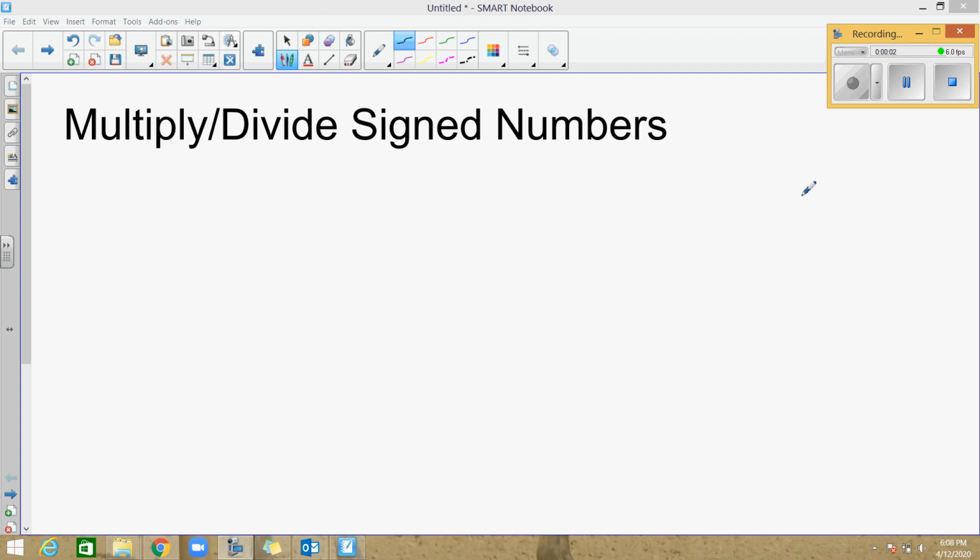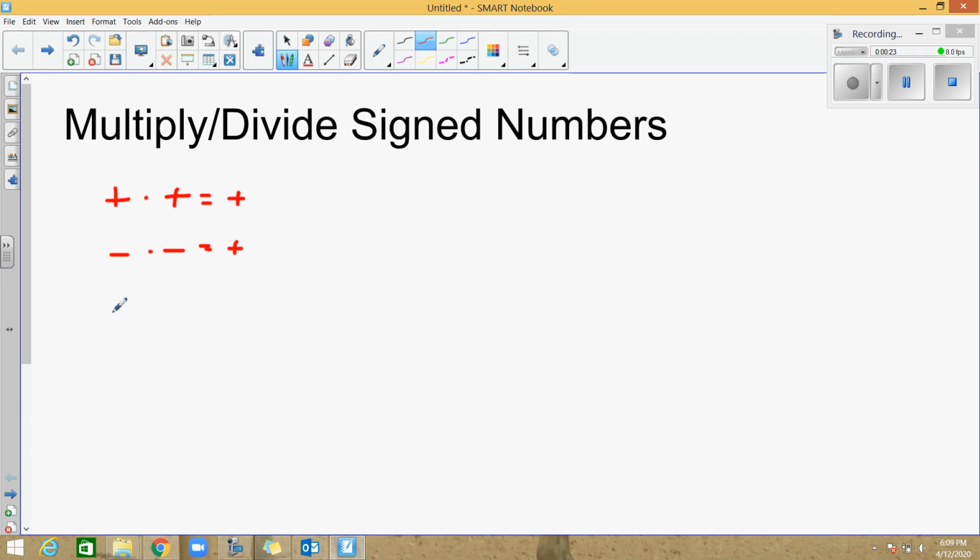Let's talk a little bit about multiplying and dividing signed numbers. Okay, let's go over the rules first. Put those in red for us real quick. Whenever we take a positive and multiply by another positive, we will always get a positive. When we take a negative and multiply a negative, we will always get a positive. When we take a positive times a negative or a negative times a positive, both of those get us negatives.